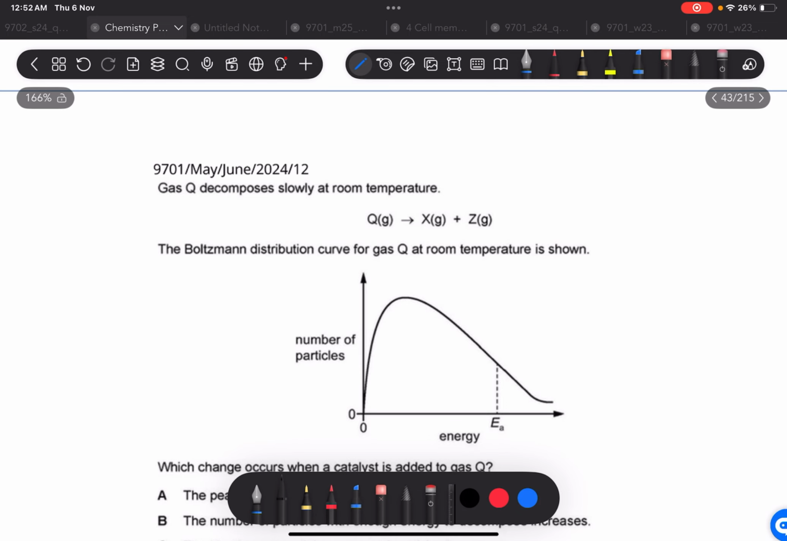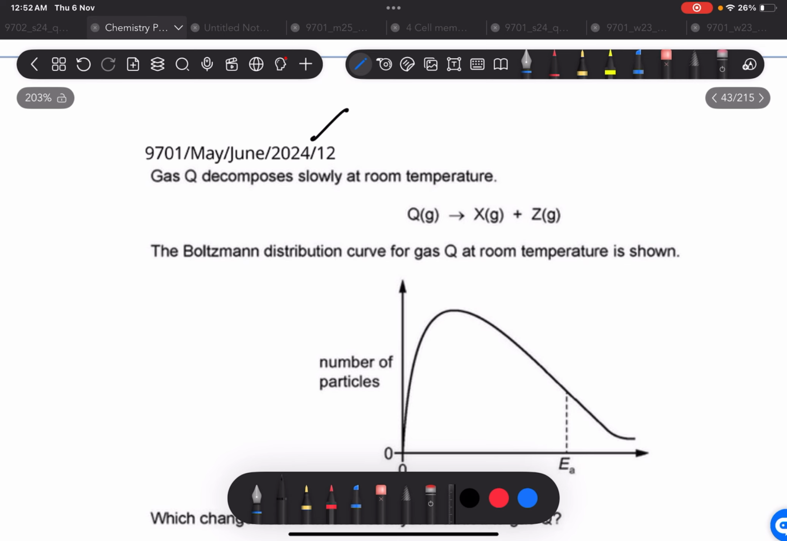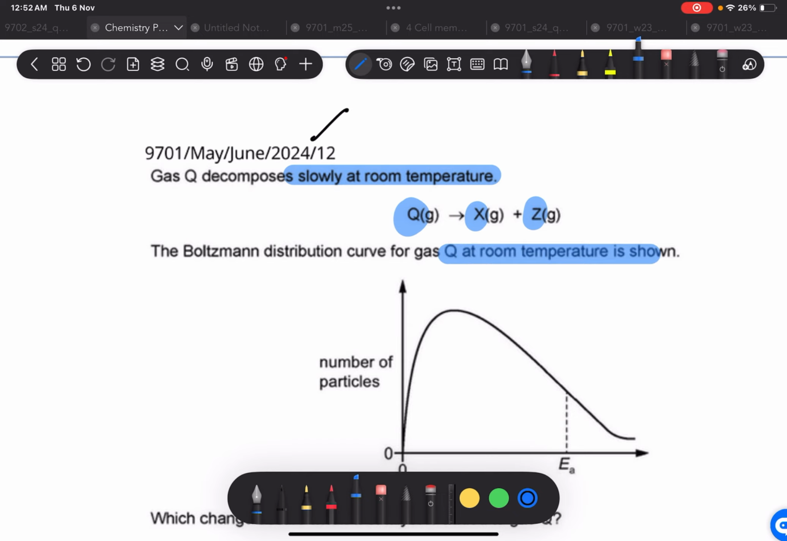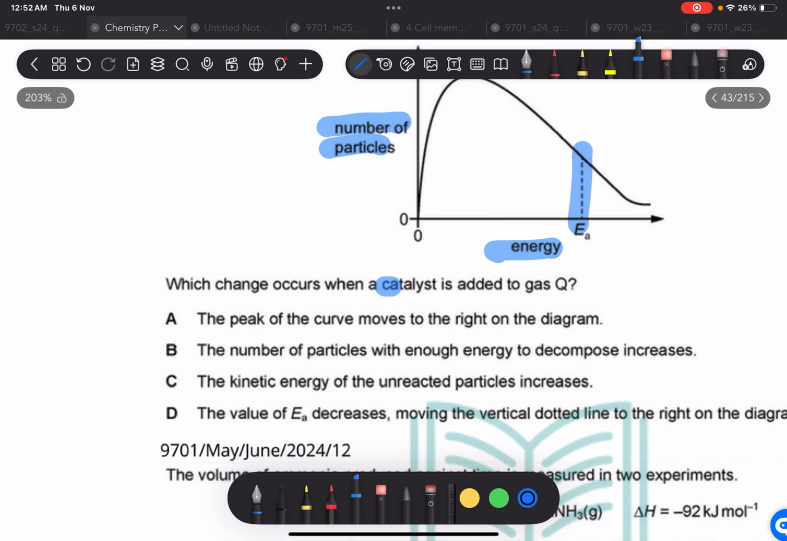These are, by the way, very recent past paper questions, like 2024 and that stuff. Gas Q decomposes slowly at room temperature. It's converting into X and Z. The Boltzmann distribution curve for gas Q at room temperature is shown. These are the number of particles, this is the molecular energy, this is the activation energy. Which change occurs when a catalyst is added to gas Q?